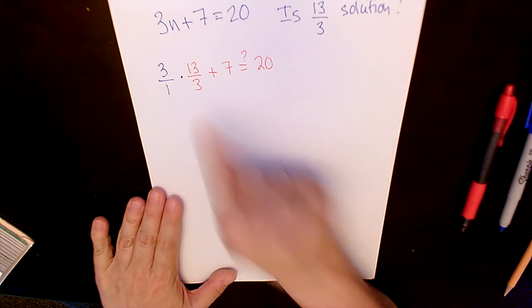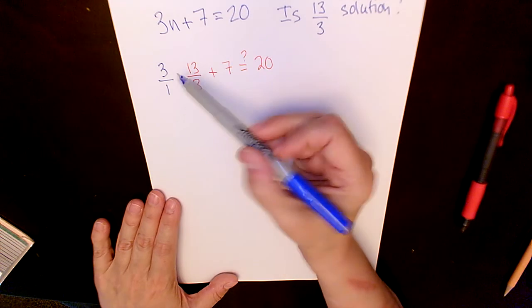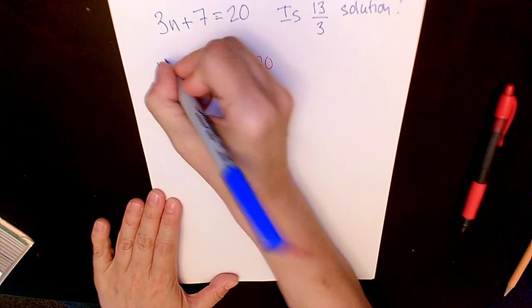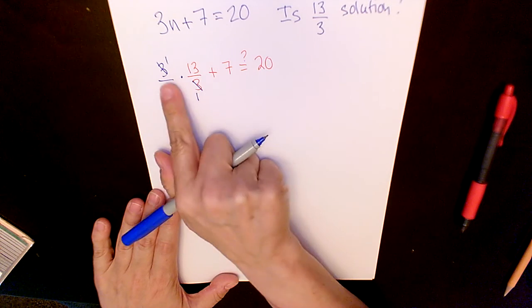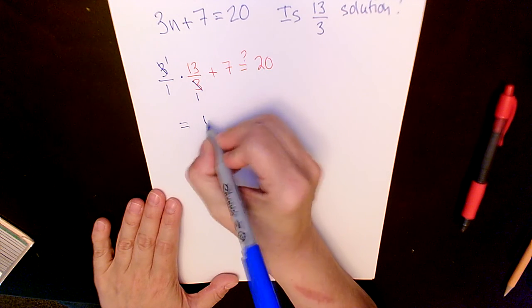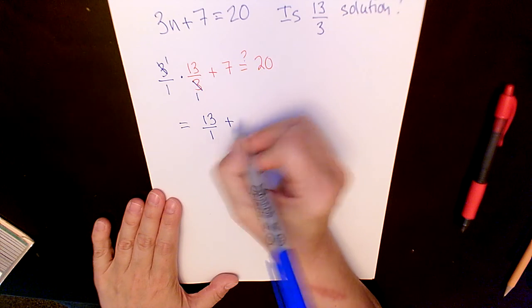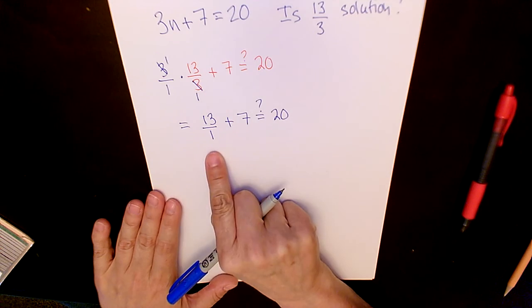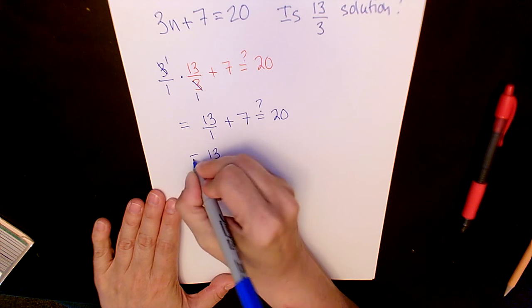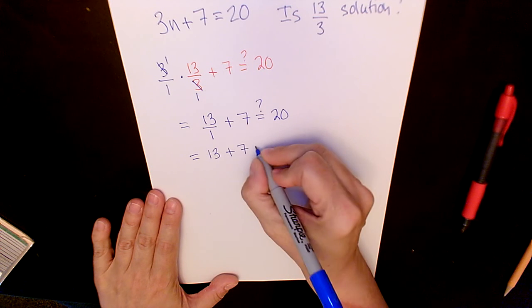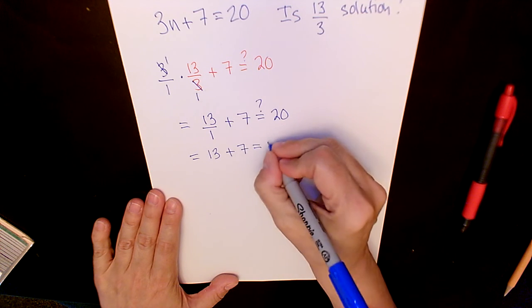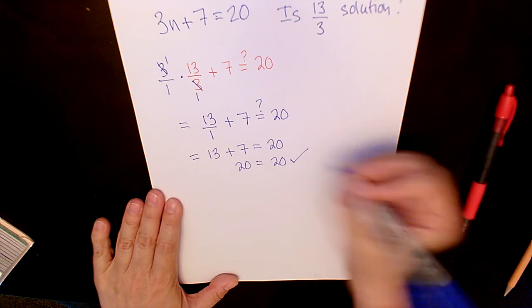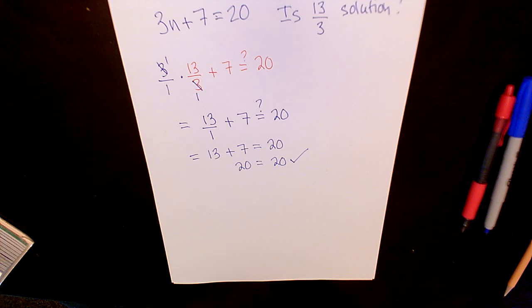Okay, well, we're multiplying fractions here, and along the diagonal I match up, so those can cancel, and then I'm going to multiply straight across and get 13 over 1, and 13 over 1 is just 13. And 13 plus 7 is 20. So 20 equals 20 on both sides, so it does check.